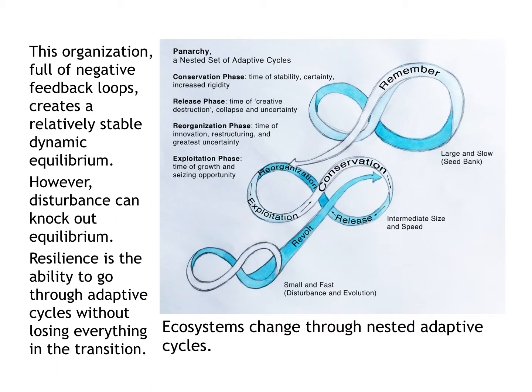So think of the ground as full of seeds waiting to germinate. It feeds into reorganization where, based on conditions, some seeds germinate, and that feeds into exploitation where they grow and compete, and then into conservation, which is stability. So the revolt stage would be a disturbance like a fire or a genetic mutation, which are small and fast change. Those feed into the release phase, which is creative destruction and uncertainty, which cycles back to reorganization, and so on.